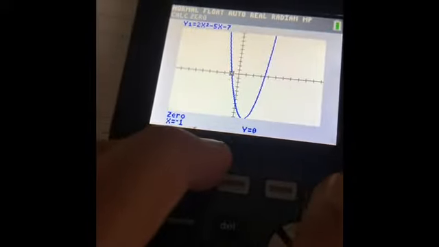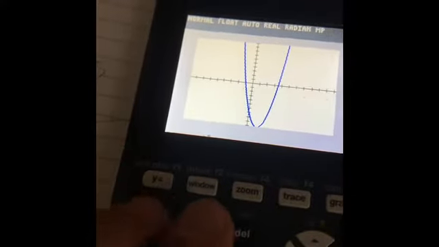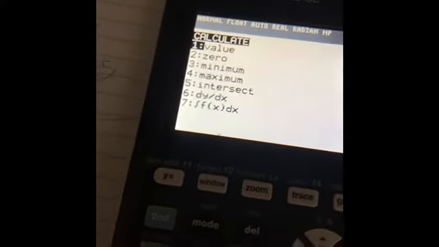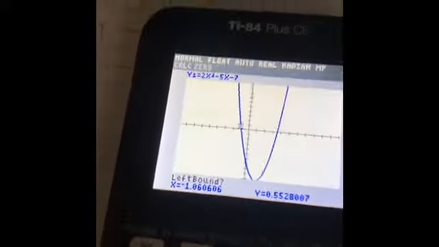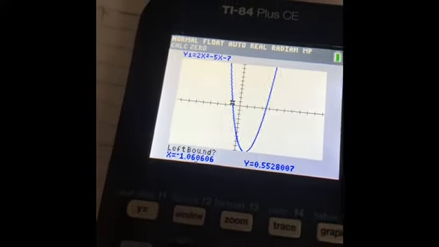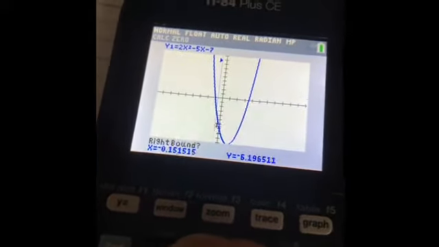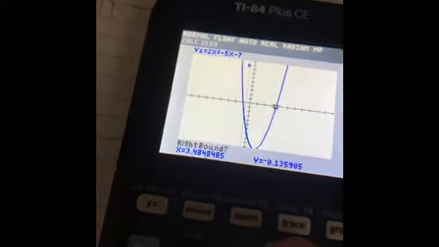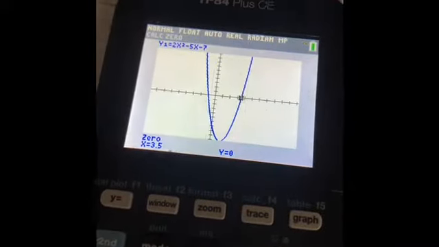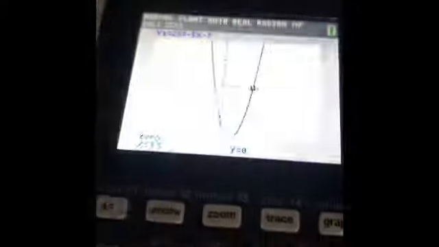Next, I do second trace again, go down to 0. Then we're going to do left bound, but this time we're not going to go above the 0. Then here, we're going to go all the way up above the 0, press enter. Then we get negative 3.5, which again I got here, negative 3.5. So our answers are x equals negative 1, and then x equals 3.5, excuse me, no, negative 3.5. And that's how solving by graphing works.